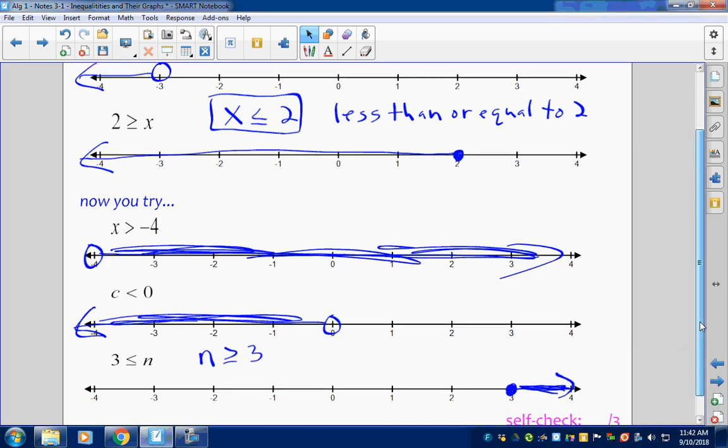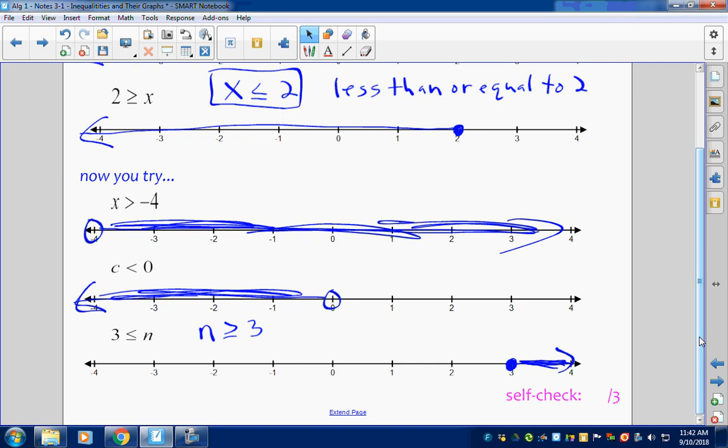There it is for those three. On the third one, I changed it around so the letter was on the left, and I read it from left to right: n is greater than or equal to 3. Notice the open circles on the first two, closed circle on the last.